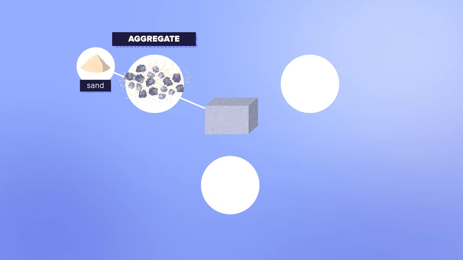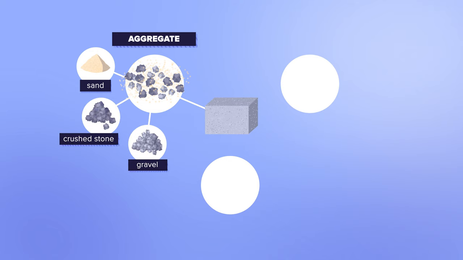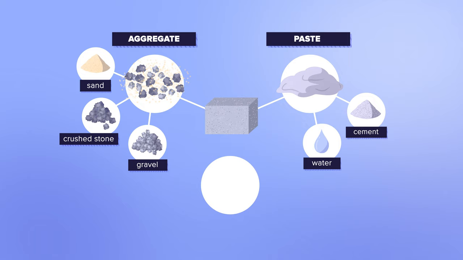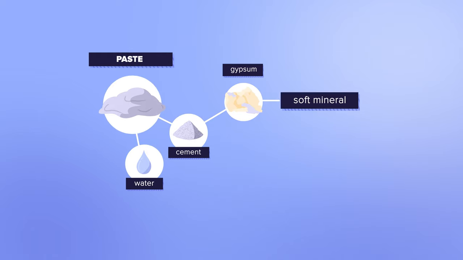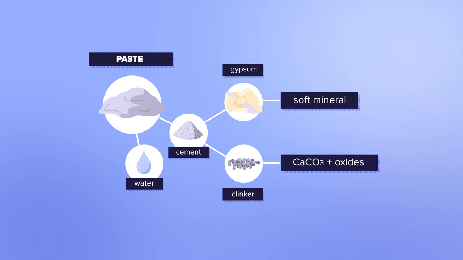Concrete contains three main components. The major component is the aggregate, which is a mixture of sand, crushed stone, and gravel. Next comes a paste made out of water and cement, which acts like the glue. And lastly, air. Let's focus on the cement glue for a second. Cement is made from gypsum, a soft mineral found in the Earth's crust, and clinker, a lumpy solid that is formed when calcium carbonate and other oxides are heated in a kiln.